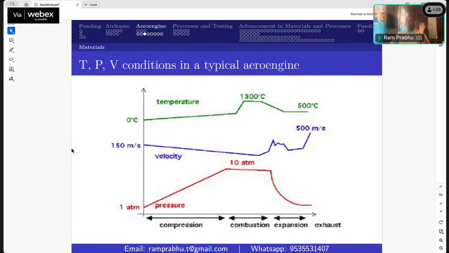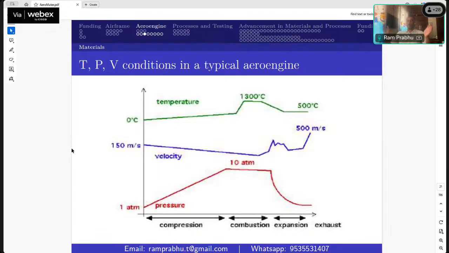Just to give an idea, in a typical aero engine, look at the left side is your air intake, the front part of the engine. The right side is the exhaust. You can just reel your imagination and understand how the pressure goes from 1 atmosphere when I suck the air, to 10 atmospheres when it reaches the combustion chamber after the compression.